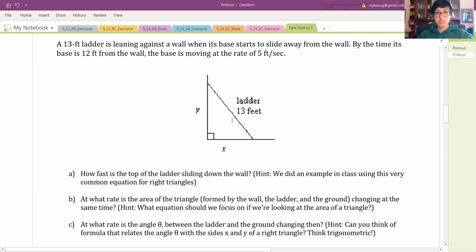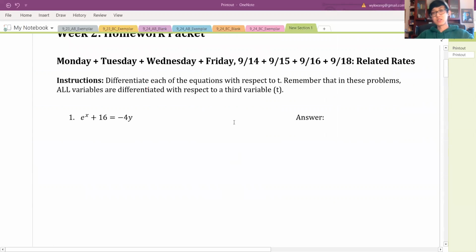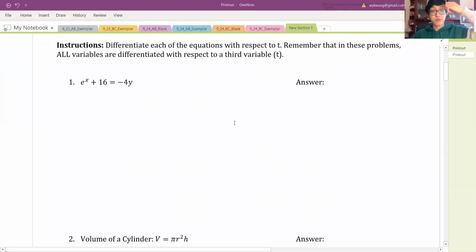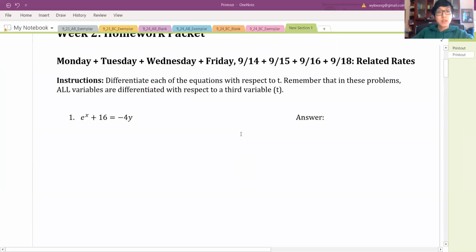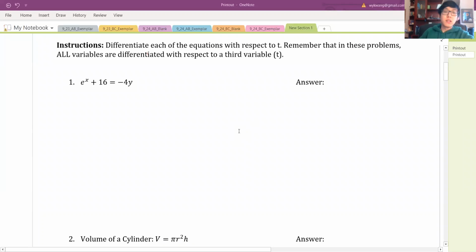As long as you have the skill set and you understand how different variables work together, then you can solve the problem. But it's not as concrete as this, where it's just differentiate with respect to t, which is the first problem: differentiate each of the equations with respect to t. First thing I notice is that there's no t in the equation. It's x and y. So both of these variables are going to undergo implicit differentiation.